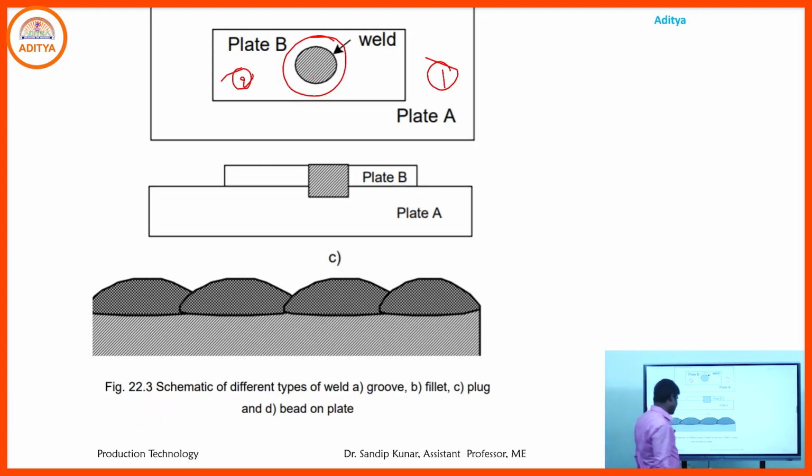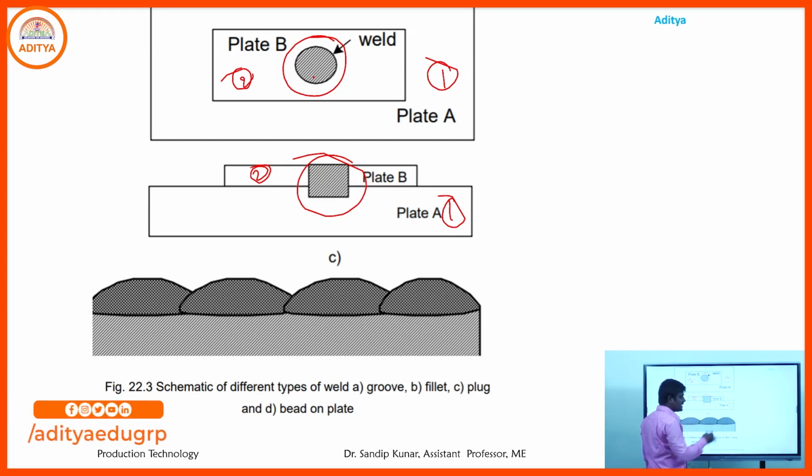Then another is bead type welding. That is also plate 1 and plate 2. Here we melt the parent metal. After melting, both plates will be melted, and after some time it will be solidified and then both metals will be joined.